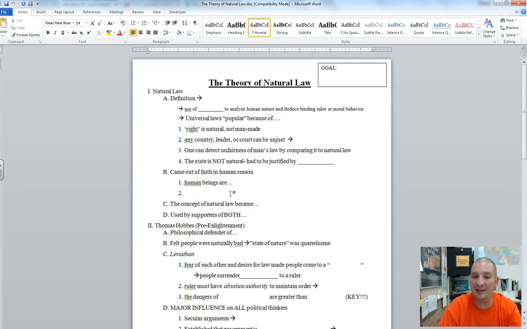Well, the next conversation I want you to have is, what is possible? If you're examining the state, if you're examining natural law, what do you think is possible? Go ahead and have that conversation.